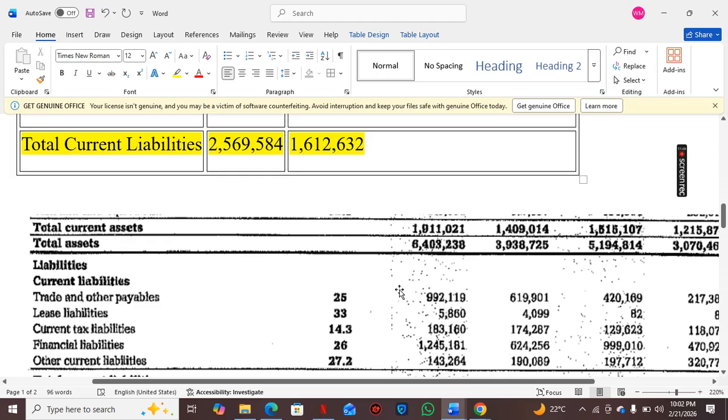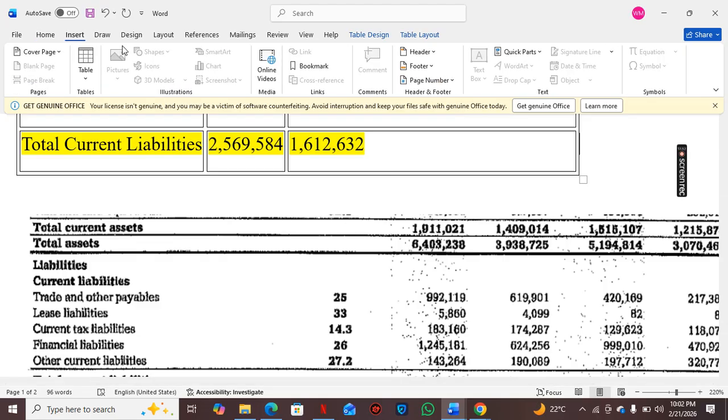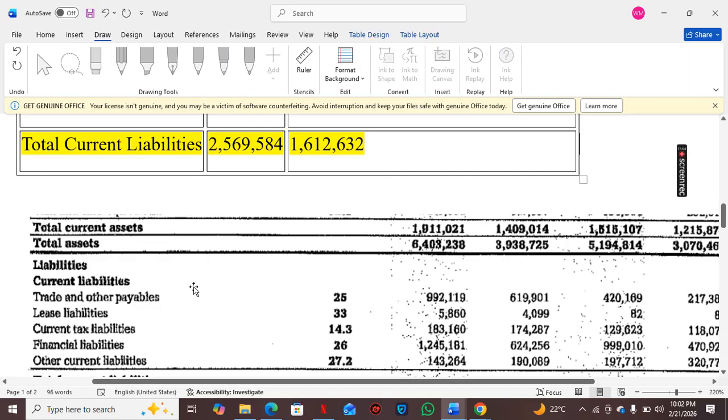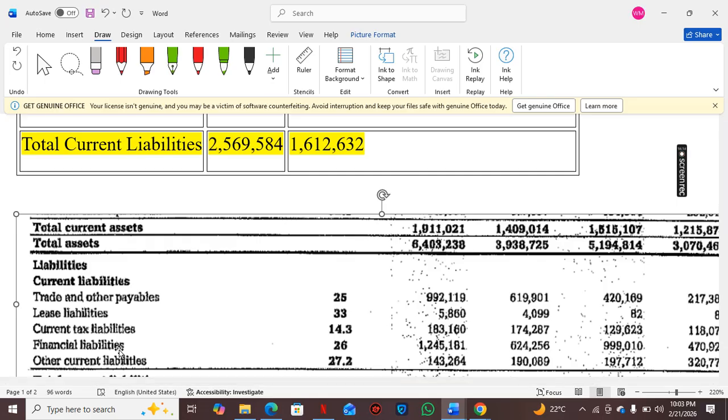So Dangote has to work on these components to improve its liquidity ratios. They have to drop the payables. These lease liabilities, they need to also drop. Even the tax liabilities, they need to cover those also. And the financial liabilities, they need to reduce them. If they work on that, their total current liabilities will drop. And if it drops, it makes the current ratio and quick ratio increase.